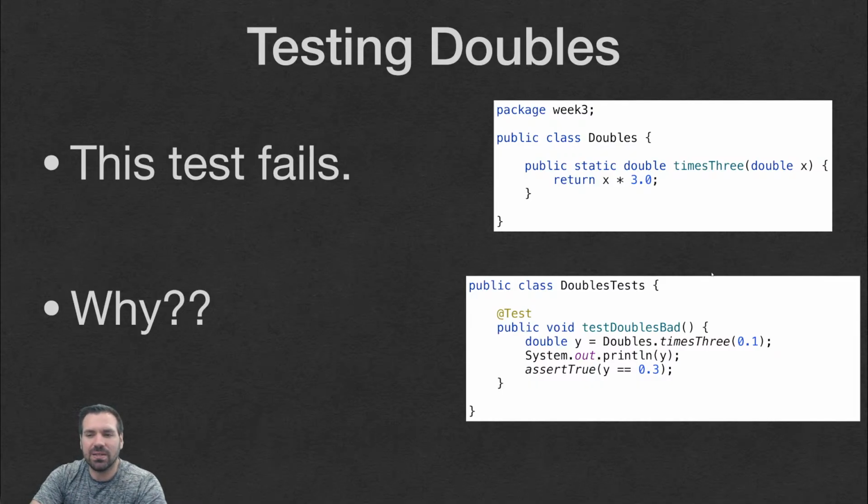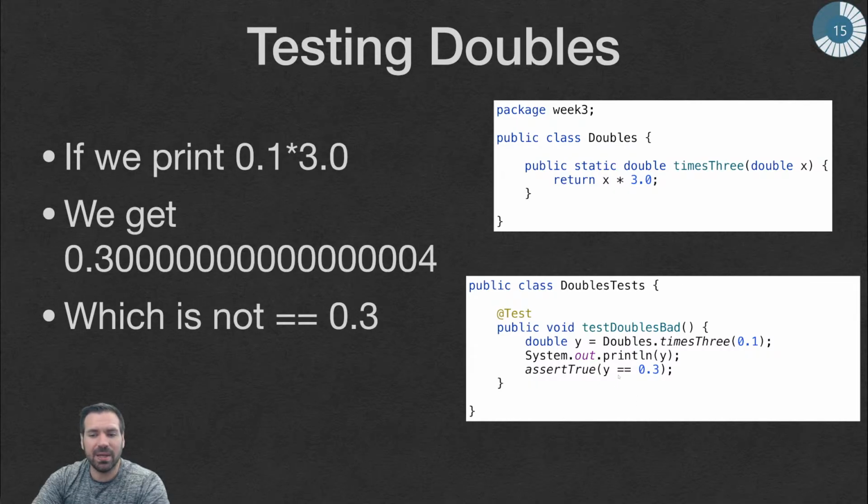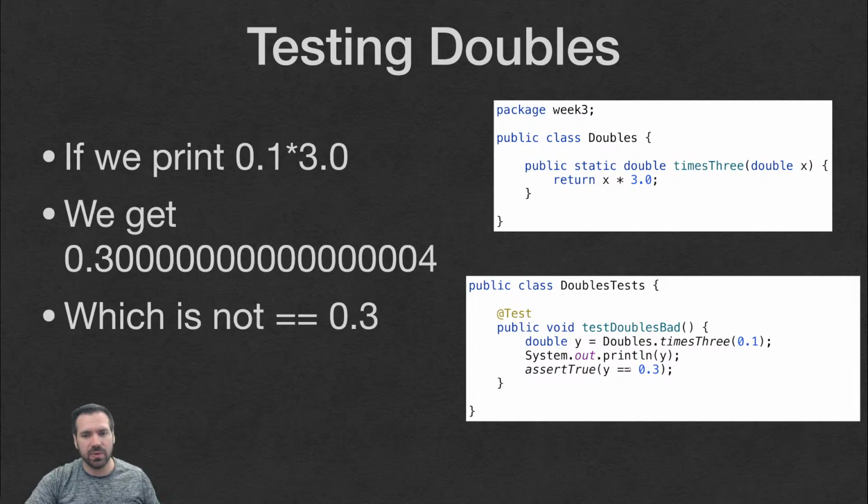But this test definitely fails. It'll fail 100% of the time. The short answer, by the way, is don't use == for doubles, just like it was for strings. Don't use == to compare strings. Don't use == to compare doubles. Ever, ever, ever, ever. But why? And also with doubles, the solution is a bit tougher. Like, what do we do about it?